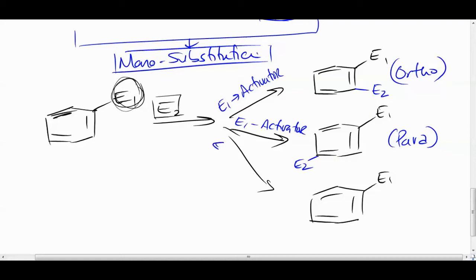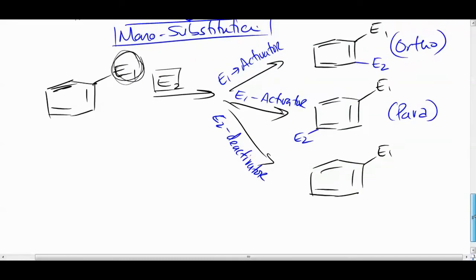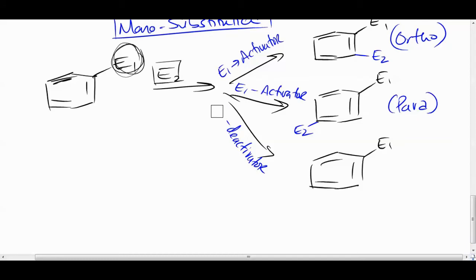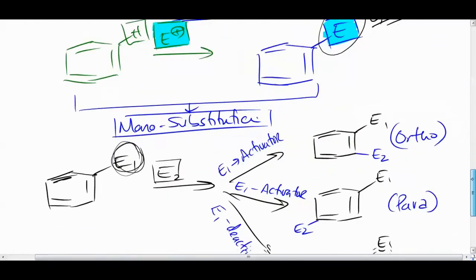And if E1 was a deactivator, I put E2 here, E1 there, we end up in meta. Deactivator means it's going to pull away electron density from that benzene ring. That's right. So now let's get into what our electrophiles are.